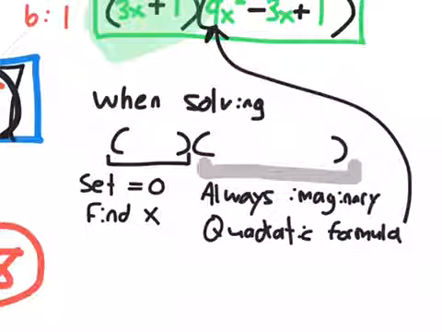When you're solving these, that second piece will 100% of the time be imaginary. So you're going to have to use the quadratic formula. That second piece will never factor, so you shouldn't spend any time trying to do that. Nor would you need to graph it, because it's not going to cross the x-axis ever, that second piece. Okay?